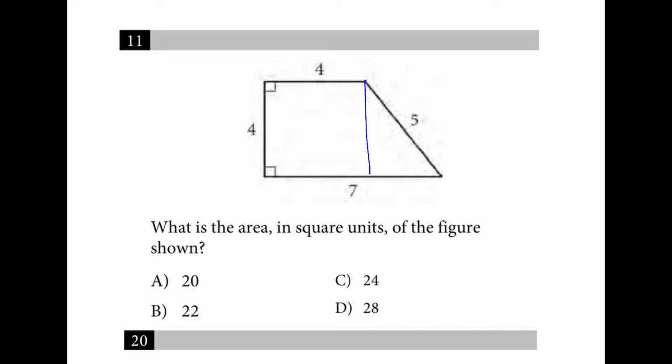To find the area of this figure, we divide it into a square and a triangle. 4 times 4 is 16 on this other side. We have 3 times 4 divided by 2, which is 6. Add them together, the answer is B. Height of 4, distance of 3, 4 times 3 divided by 2.